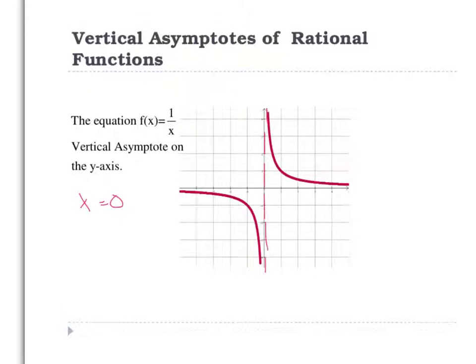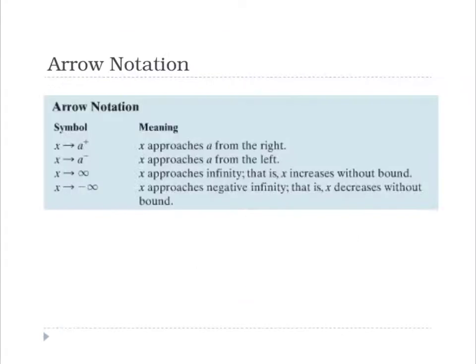And if you look over here, as we approach 0 from the right, we start shooting out towards negative infinity. So we're approaching negative infinity without bounds. As we approach 0 from the left, then you could see your graph increasing towards positive infinity. So we're approaching positive infinity without bound. That's the definition of what an asymptote is. Okay? Let's take a look over here.